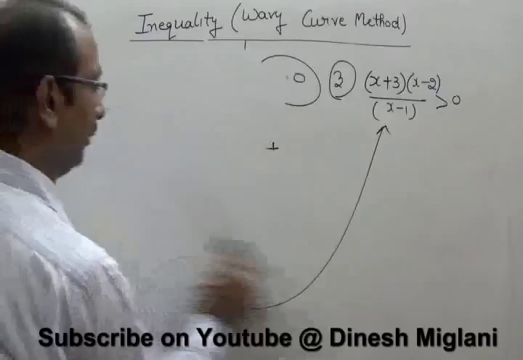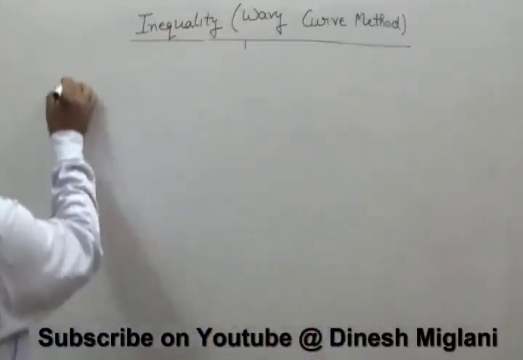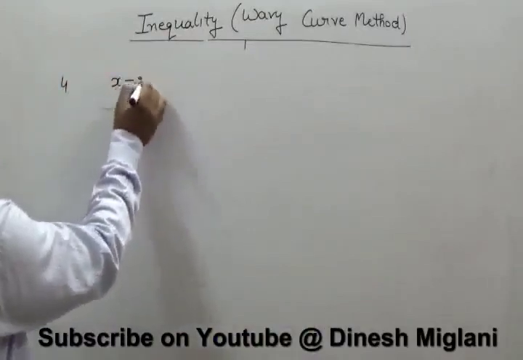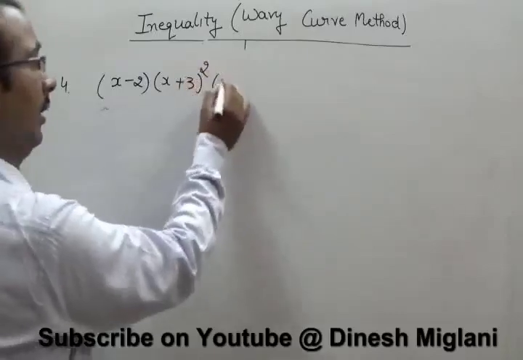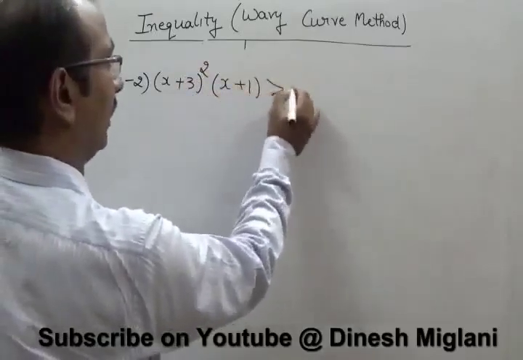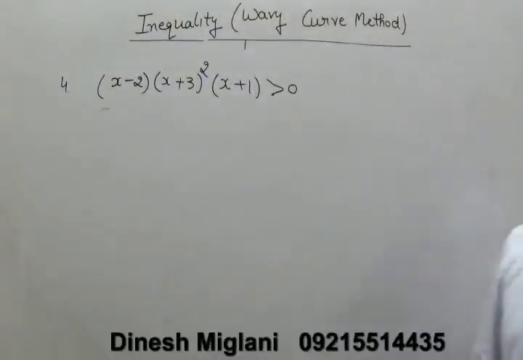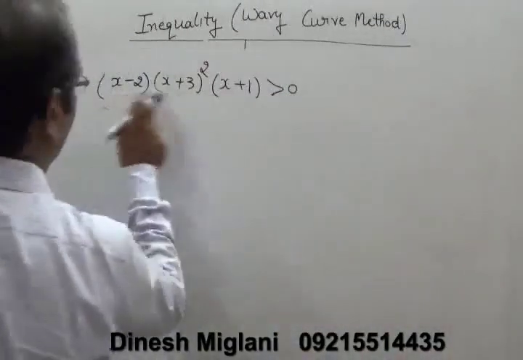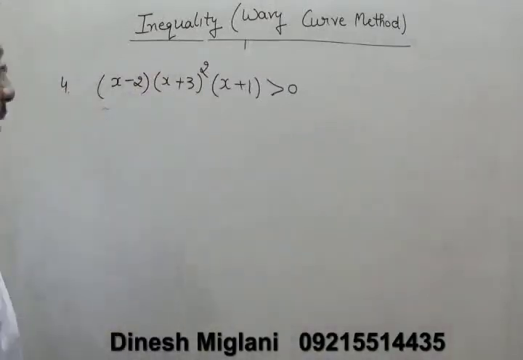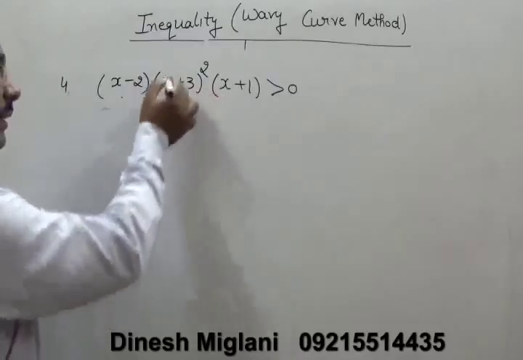Take the next example here. It is given that (x minus 2) into (x plus 3) whole square into (x plus 1) is greater than 0. We have to solve this inequality. Okay. Now when you look at the question, we have to fulfill 4 conditions. The first one is the coefficient of x to be 1. It's 1. The second one is that the power should be odd. At 2 places the power is odd, this one is even. Just leave it.